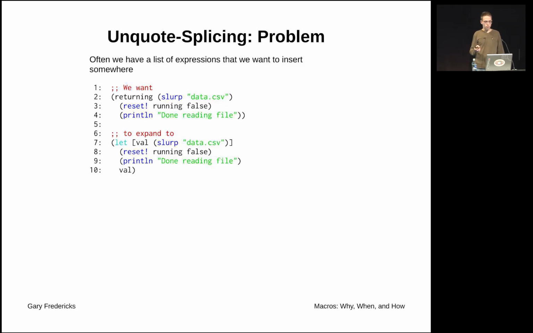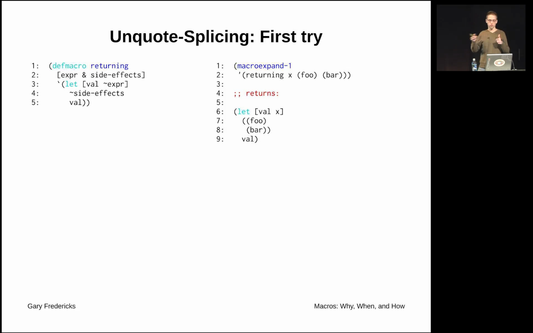And the interesting point here is that we don't want to restrict the user to exactly 2 side effects, and we don't want to enumerate all the possibilities. We want to use var args. So here's our definition on the left side. Our macro has the expression argument and then the var args for the side effects. And the interesting point here is that var args will return as a list, and so side effects has a value of a list of forms.